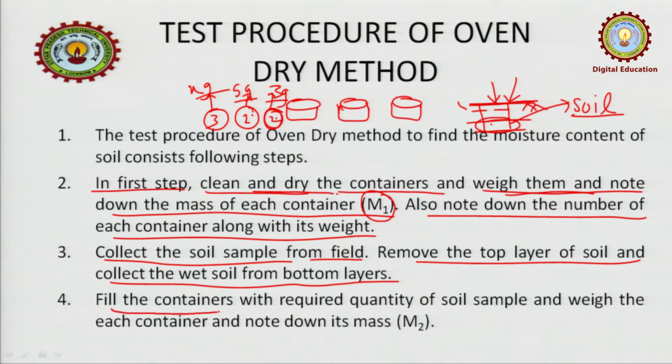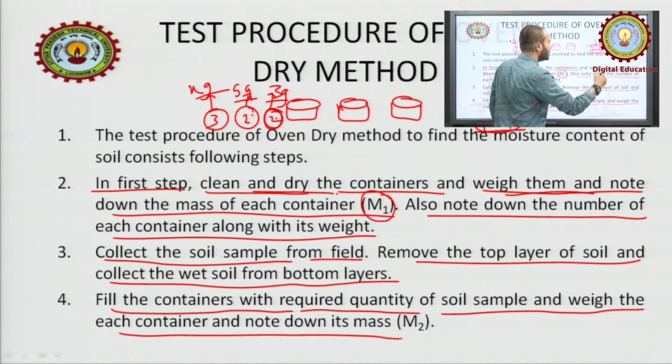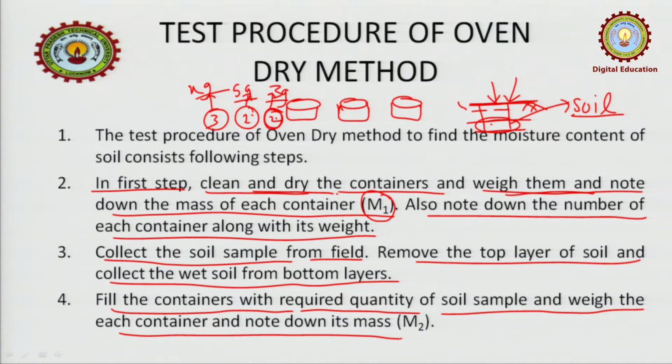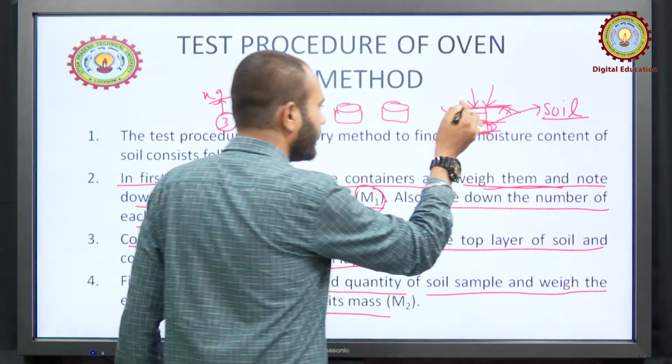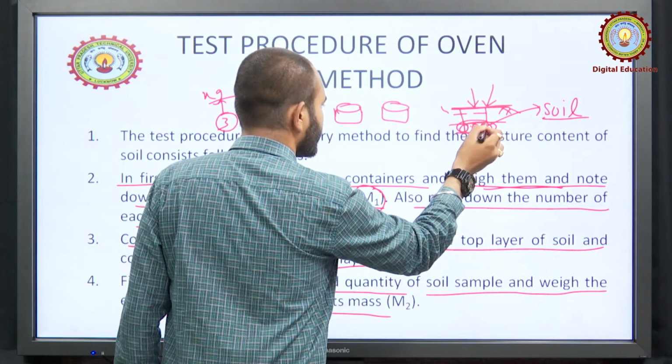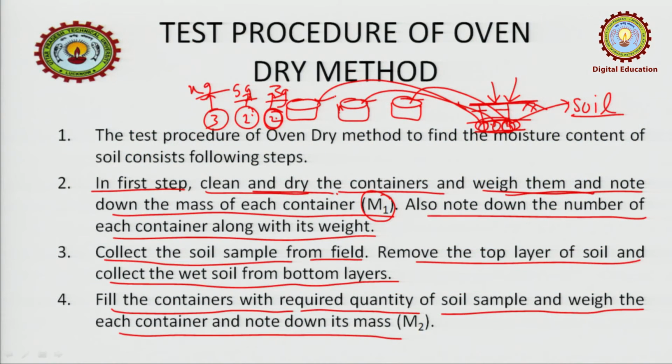Now fill the containers with the required quantity of the soil sample and weigh each container and note down its mass. Means now we have the soil. What we can do is divide it into 3 parts. It need not be equal parts, it can be anything, maybe 10 gram, 5 gram, 3 grams, anything. After dividing the soil, one part will be put in the first container, second in the second, and third in the third. And we already have their own empty masses as well.